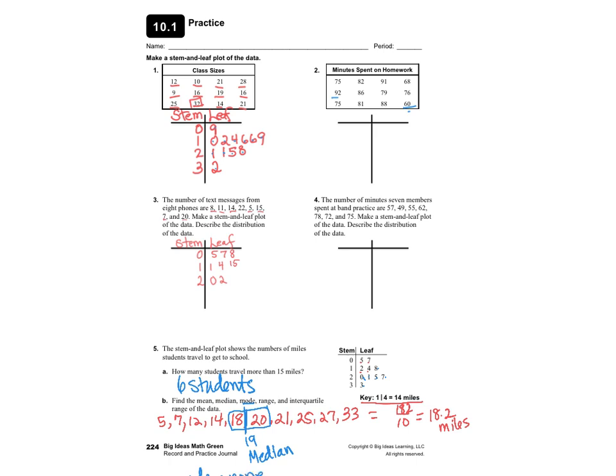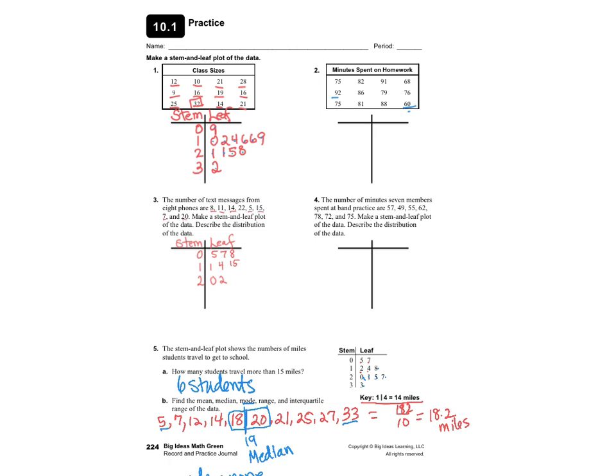It wants us to find the range. The range, you guys, if you remember correctly, is the maximum number, which happens to be 33, minus the minimum. So I'm going to say 33 minus 5, and when I do that, I get 28. So the range is, it ranges between 5 and 33. It's 28 miles for the range.